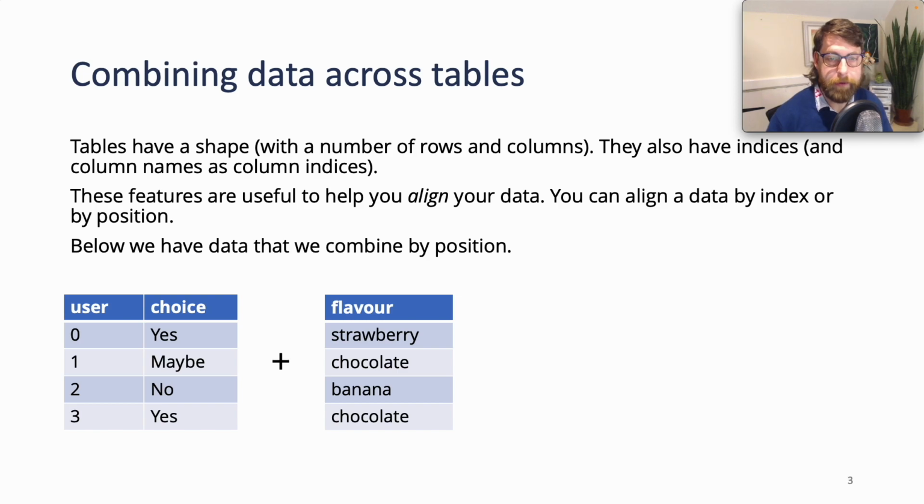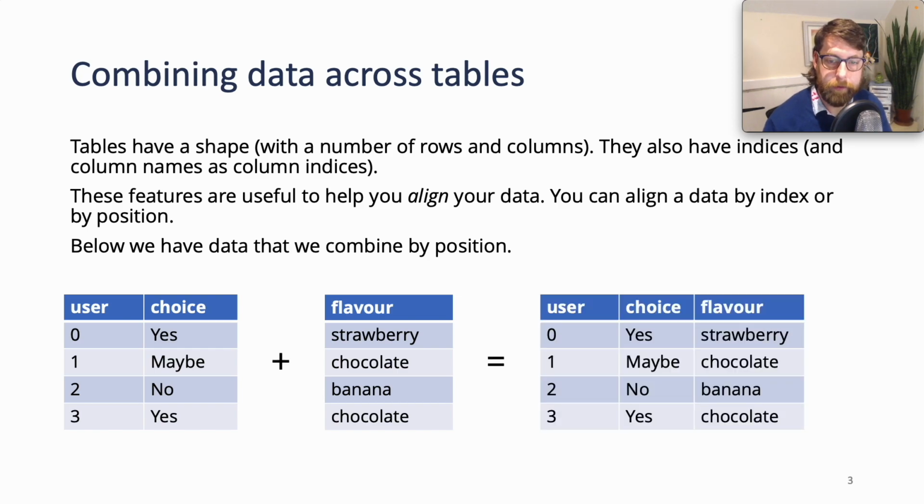Now, if we align by position, as what we see down here, we have a table with 4 users, and they have 4 choices, and then there's 4 flavors. And so if we just, say, stick the flavors right to the end of the data frame right there, then we get something like this. So they've been aligned by position.